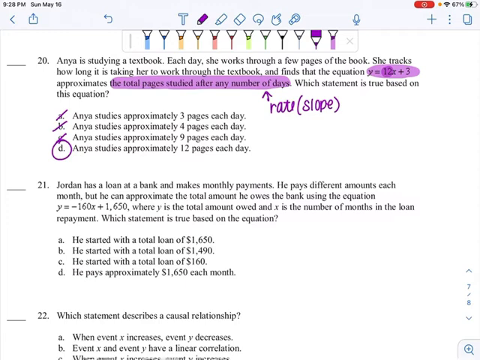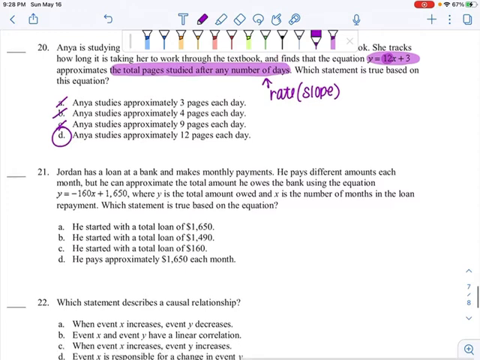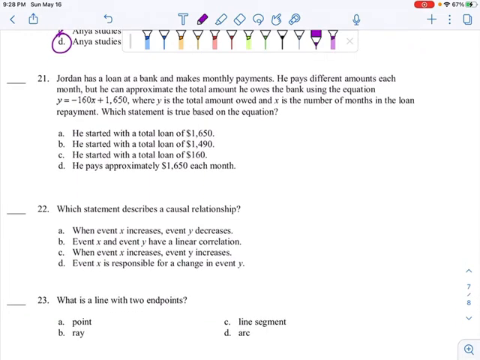21 says Jordan has a loan at a bank and makes monthly payments. He pays different amounts each month but he can approximate the total amount he owes the bank using the equation y equals negative 160x plus 1,650, where y is the total number owed and x is the number of months in loan repayment. Which statement is true?